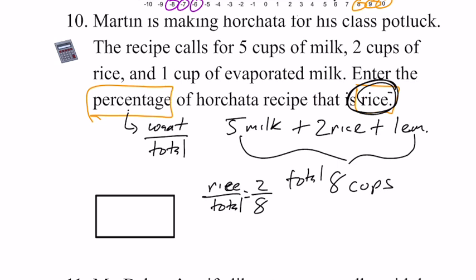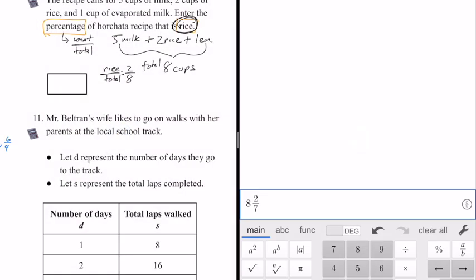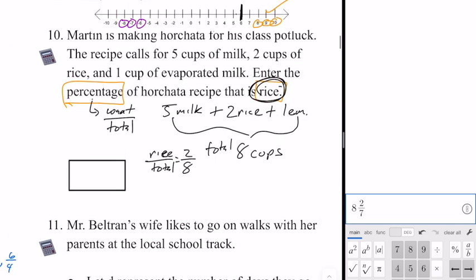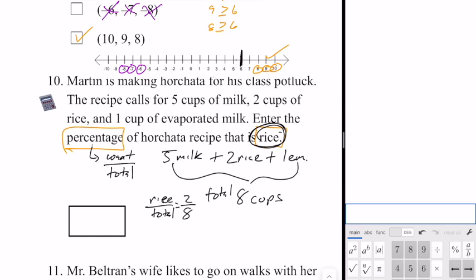And they gave me a calculator. So I'm going to bust out my Desmos calculator. There we go. Clear that. So let's see what I have. I have a fraction button. There it is. I got a 2. Then I go down here, put an 8. And it says enter the percentage. 2 over 8 equals 0.25.